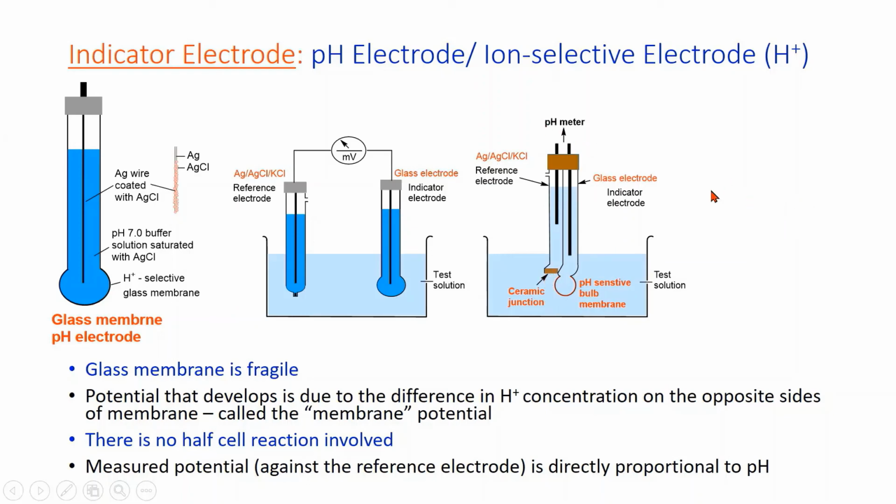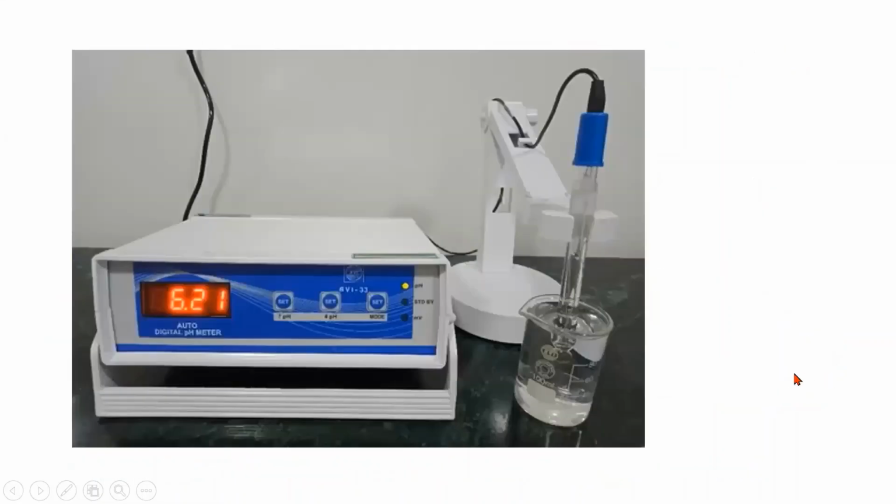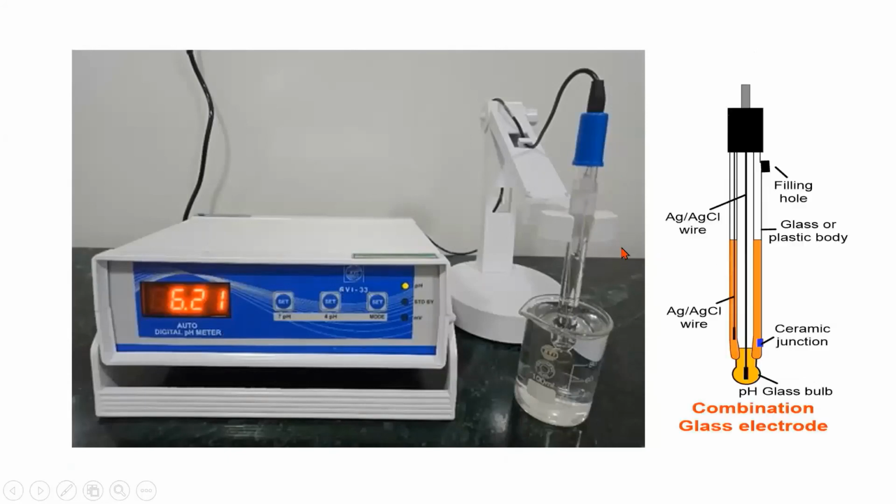So this arrangement is what is called a combination pH glass electrode, where we have an internal silver chloride wire in contact with H ions, chloride ions, and an outer silver chloride wire in contact with chloride ions. This is a pH meter in which the combination glass electrode is immersed in the solution for measurement of pH.